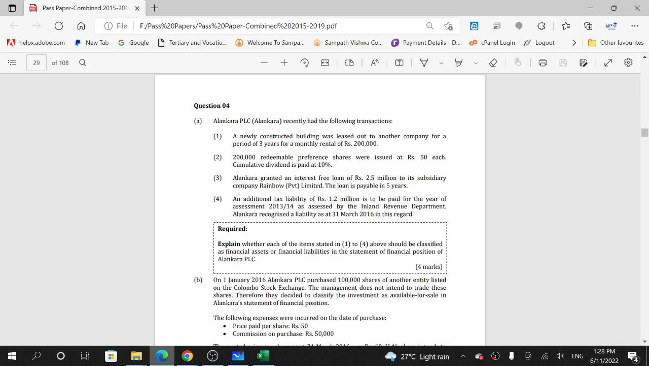But remember, once this lease rental is due, then there will be an asset. It will be a financial asset. The reason is, before a particular rental is due, we are supposed to get that, right? Before that, it won't be a financial asset, but after it is due, it will be a financial asset. So you have to consider 2 as financial liability, 3 as a financial asset. 4 is not a financial liability, it is a statutory liability. And the first one is also not a financial asset, but once the lease rental is due, it becomes an asset.